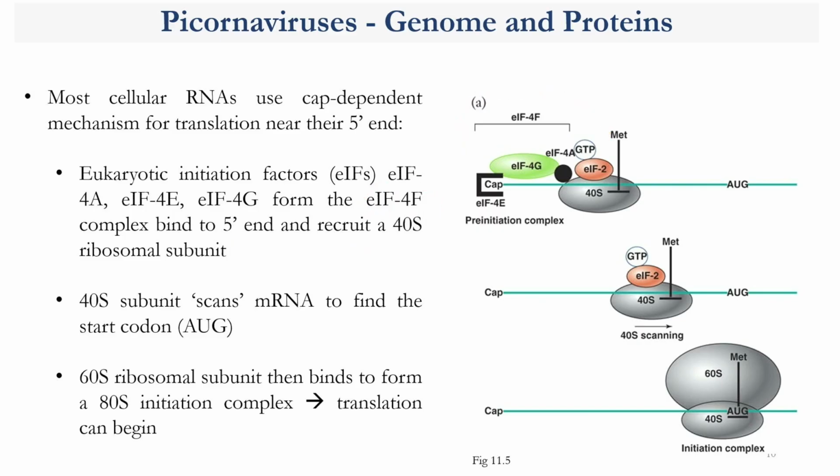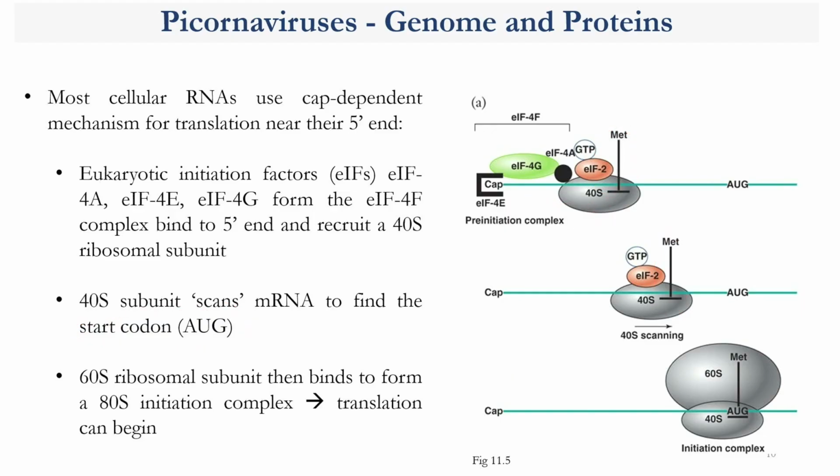Now, once you do this, your 40S subunit will move along. It will scan for the start codon, which is your AUG, as you can see here. AUG encodes for methionine, okay? So what does that tell you about proteins? All proteins that are synthesized in the cell, yeah? They all start with methionine, okay? So that's not just the viral proteins, it's also the cellular proteins as well.